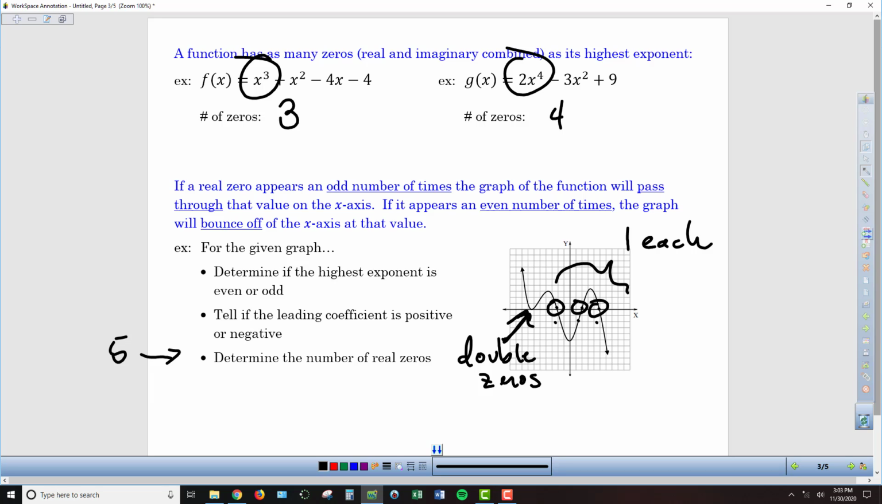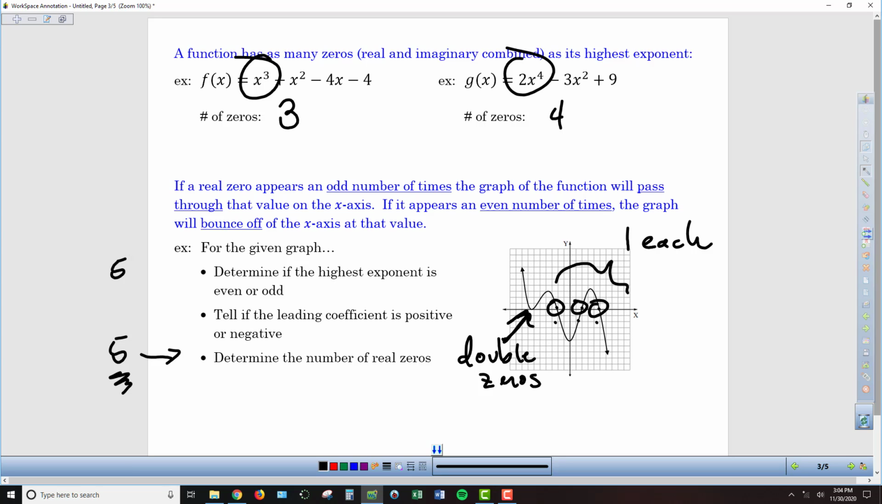Now the leading coefficient test can tell us whether the highest exponent is going to be even or odd. Now that is kind of given away by our answer on this last question here. So we can see that we've got 5 zeros, counting that first one as a double and then all the singles. So that leads us to conclude that the highest exponent should be 5.